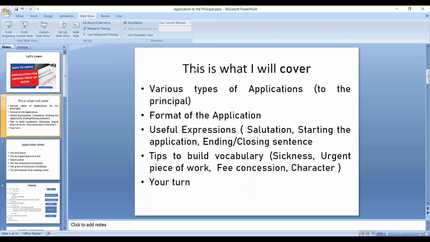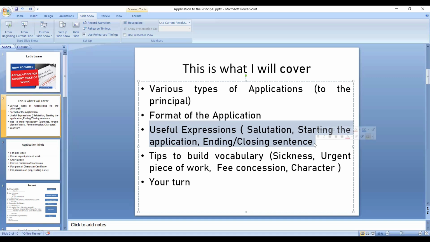My today's lecture centers around the following 4 points. First off, we'll be looking at the various types of applications usually written to the principals of schools and colleges. Next, we'll look at the format of an application. And after that, we'll be learning some useful expressions, particularly with regards to salutation, how to start and how to end your application.